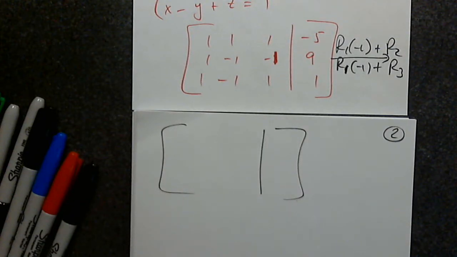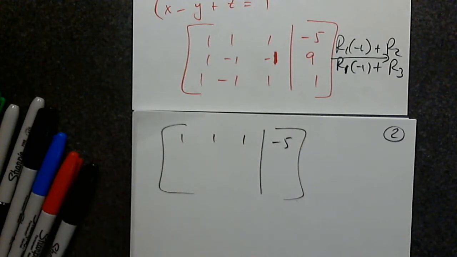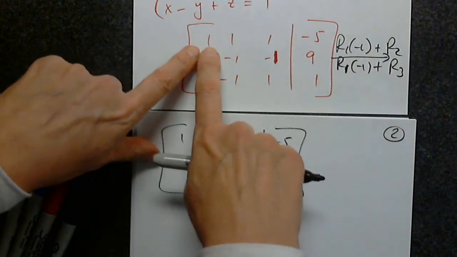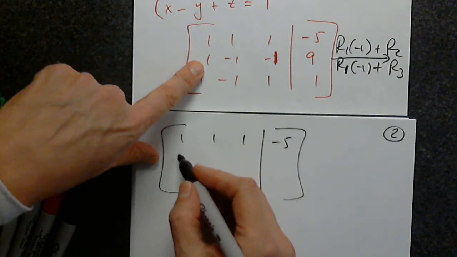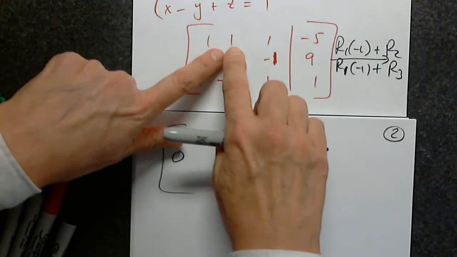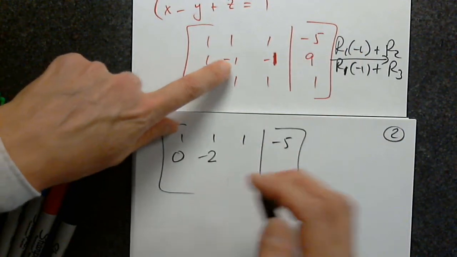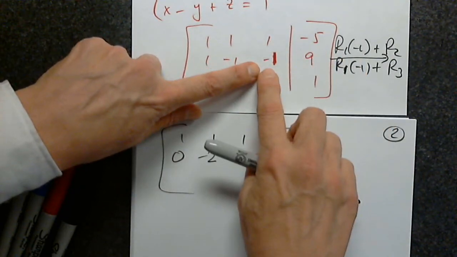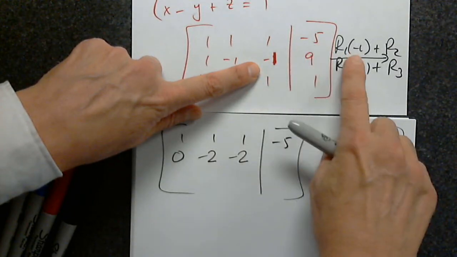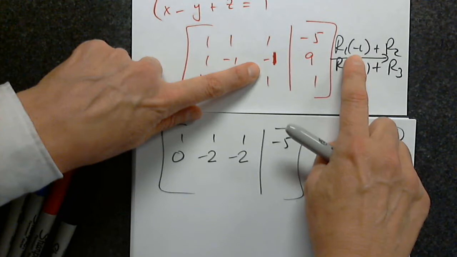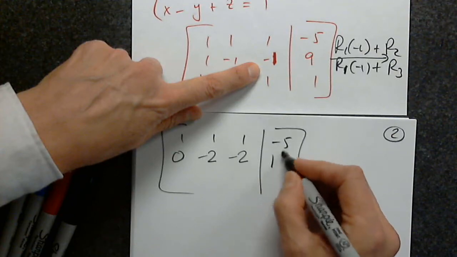Which row do I copy? Exactly. So then, 1 times -1 plus 1. 1 times -1 plus 1. 1 times -1 minus 1. 1 times -1 minus 1. -5 times 1 plus 9. Very good. Awesome.